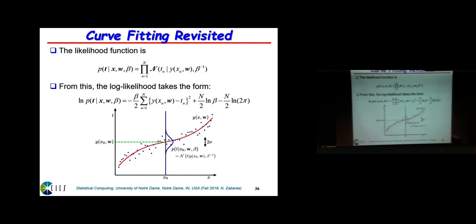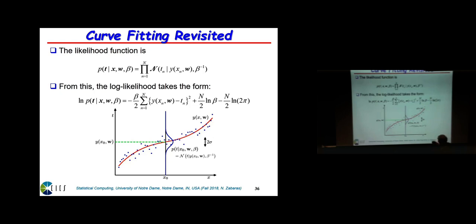Okay? So, let's take the log of this. Now, can you immediately see why the MLE estimate is identical, again, to least squares for the regression problem? Because if I want to find W by maximizing this log likelihood, because there's a minus sign there, what I have to do is minimize this. That's my least squares problem.